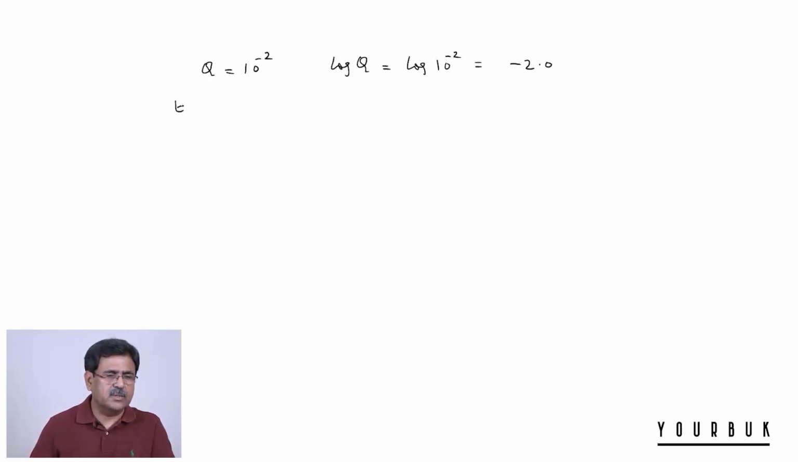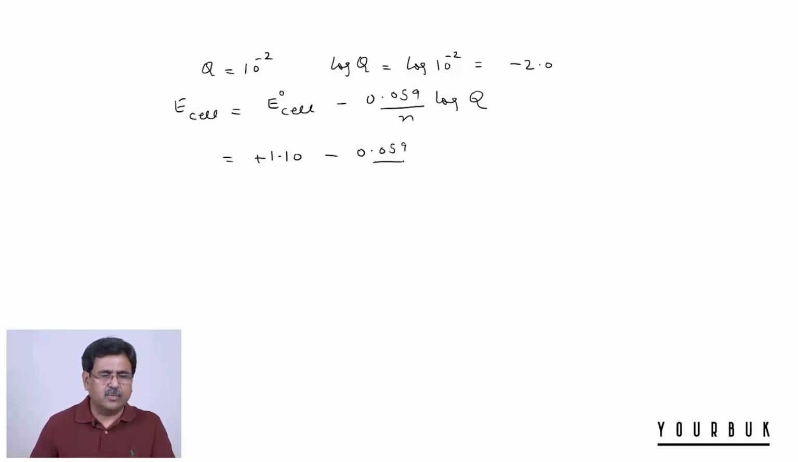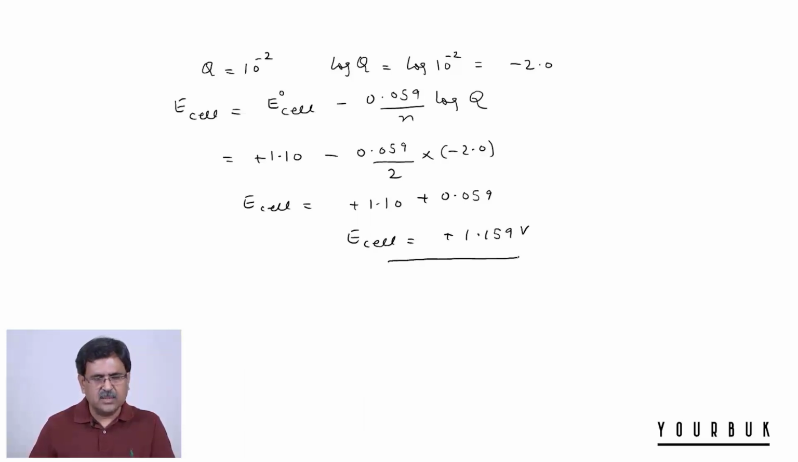Now we apply the Nernst equation, that E cell is equal to E degree cell minus 0.059 upon n log of Q. Now put the value of E degree cell, plus 1.10, minus 0.059 upon, put the value of n, that is 2, and log Q is minus 2. So E cell in this case is equal to plus 1.10 plus 0.059, and E cell is equal to plus 1.159 volt.